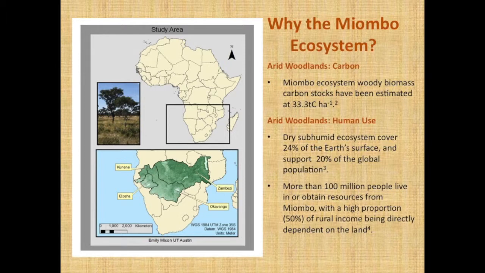Why care about southern Africa in particular? The Miamba woodland is part of the rain-limited drylands of the African continent, a lot like the Texas Hill Country. This ecosystem serves as a current carbon sink. This ecosystem also supports over 100 million people, half of whom depend directly on the land. Changes to this system could endanger both the regional carbon sink and these people.